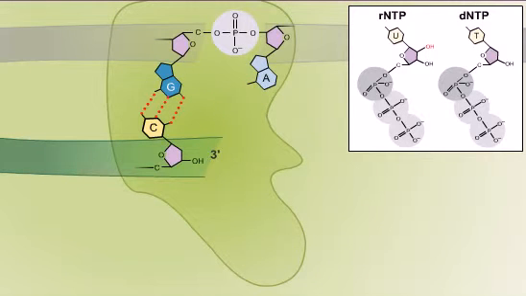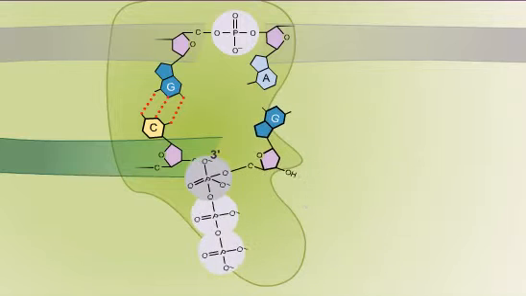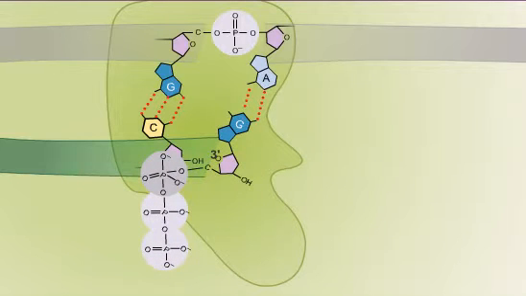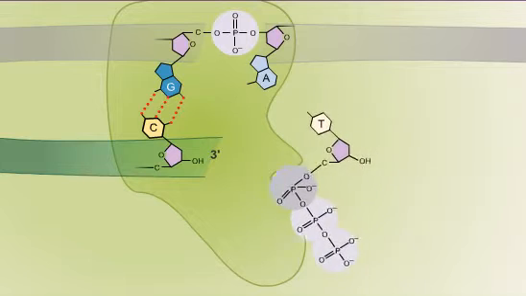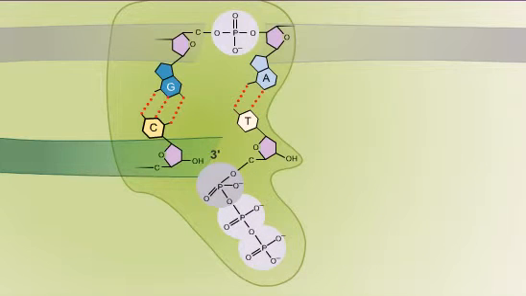Correct base pairing is also required for catalysis. If an incorrect base pair forms, the alpha phosphoryl group of the dNTP cannot properly align with the 3' hydroxyl of the primer strand. Once the proper dNTP is bound in the pocket, the reaction can continue.